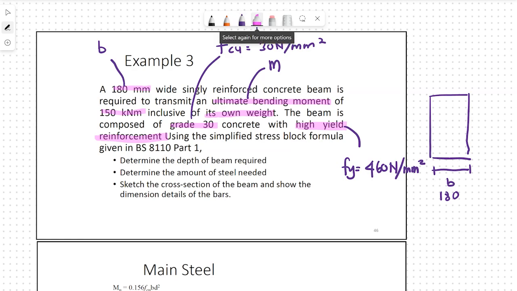According to the question, it asks you to determine the depth of the beam required, meaning the question asks you to find the H. The question also asks you to determine the amount of steel, meaning the AS, and you have to design and sketch the cross section. So this one definitely says sketch the cross section. Actually, even for all the questions you have to sketch, and that is the final answer for every design problem.